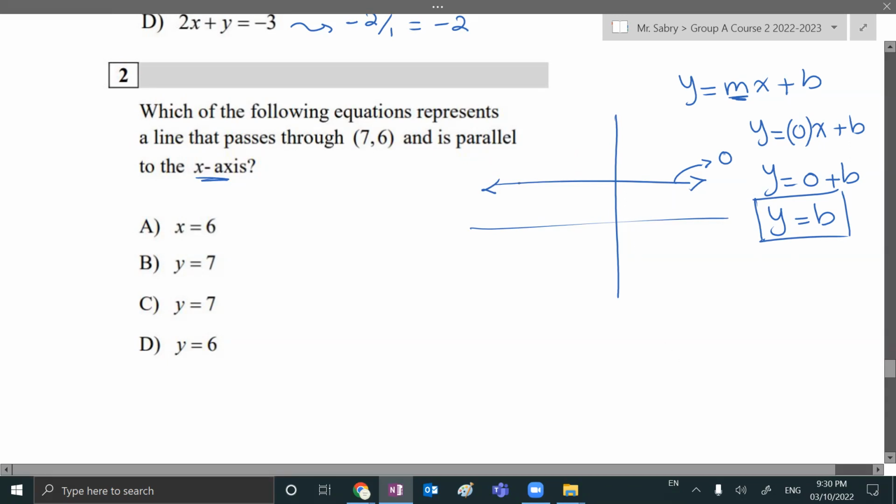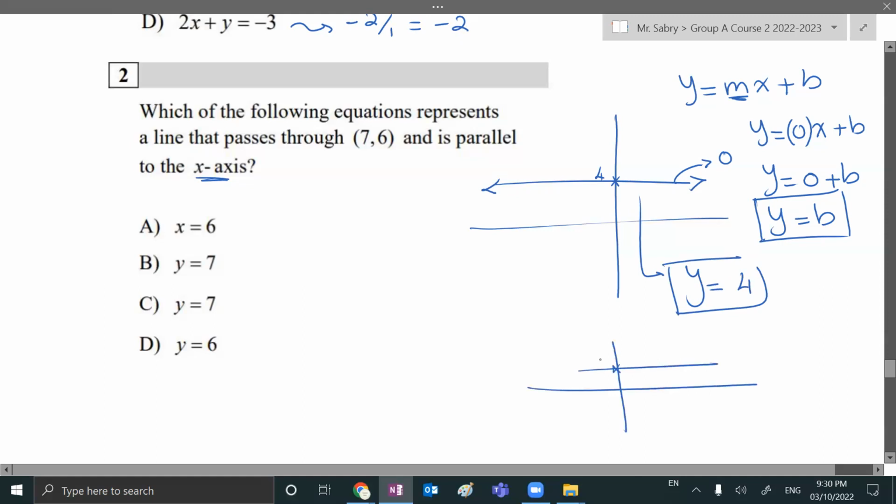For example, if this line crosses the y here at 4, what would be the equation of this line? The equation of it would be y equals 4, without any x's, without anything else. That's it. If another line passes through, let's say here, y equals 2, then what's the equation of that line? y equals 2. That's it. Because any point on this line will always have a y that's equal to 2.